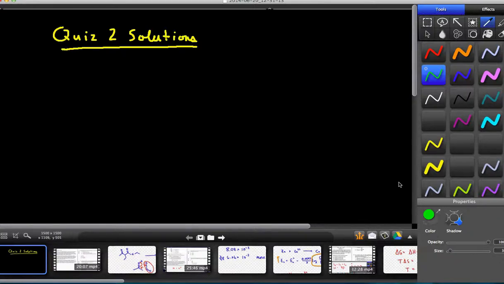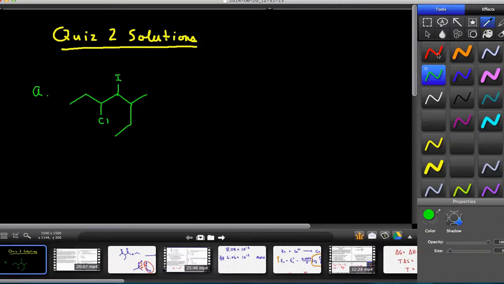All right, so we want to look at the solutions to quiz 2. Part 1 was geared towards identifying the correct IUPAC name given the structure. So if we look at A, A has the following structure.